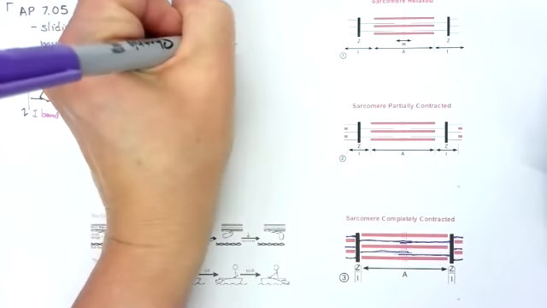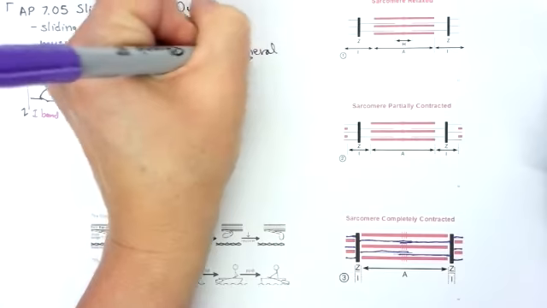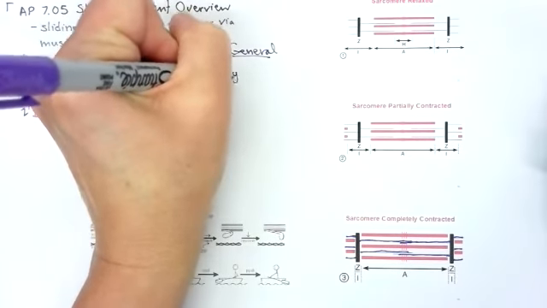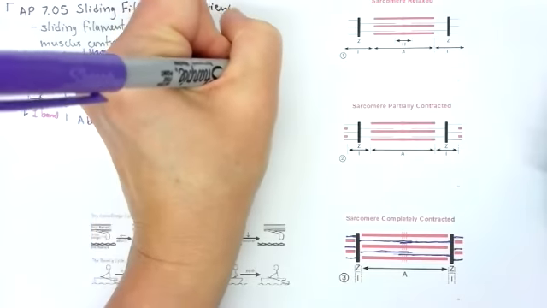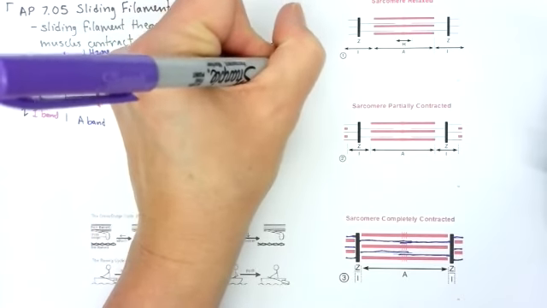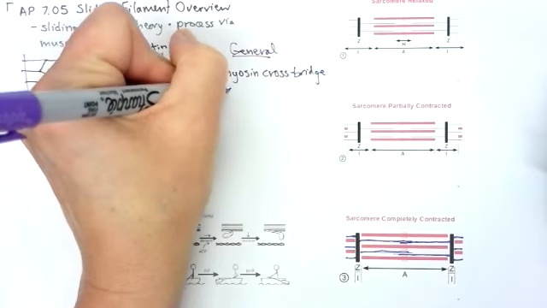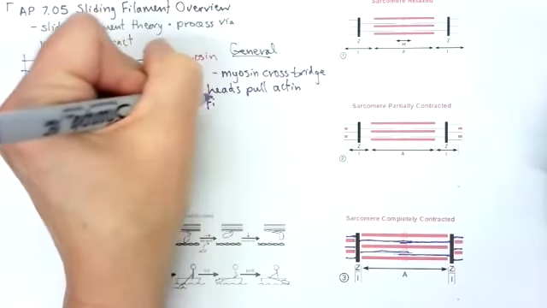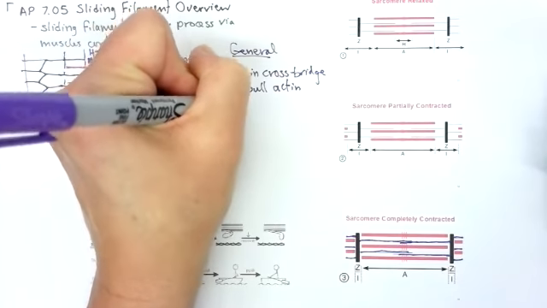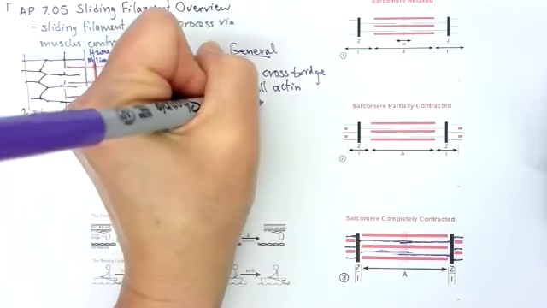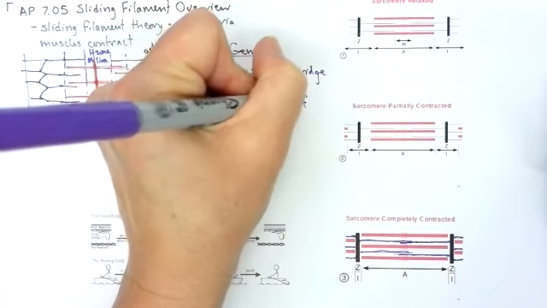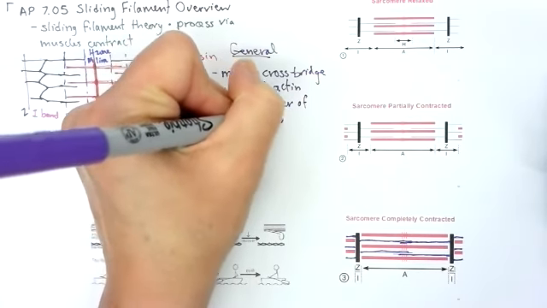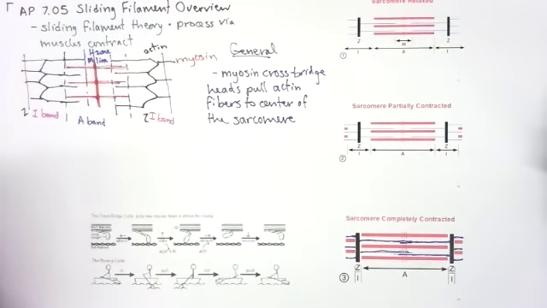And just some general points here. The actin and myosin, so the myosin cross bridge heads pull the actin fibers to the center of the sarcomere, in effect shortening the sarcomere.